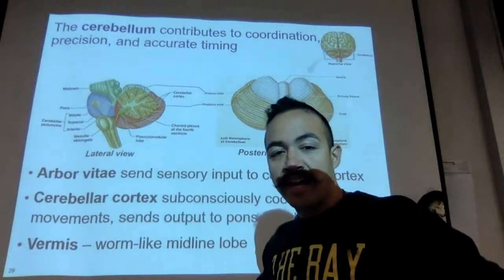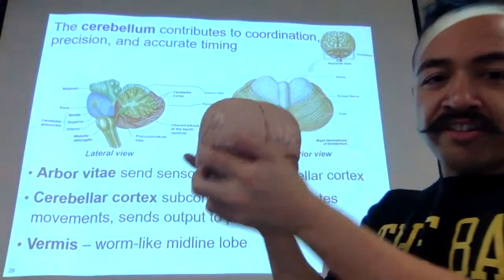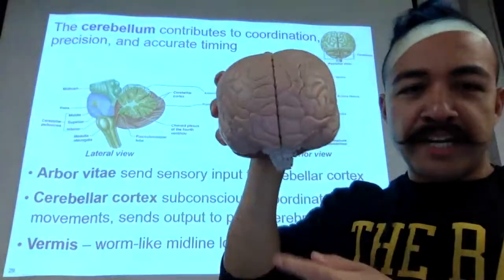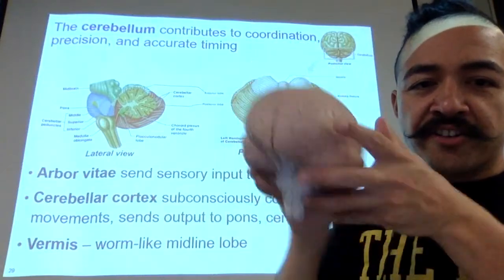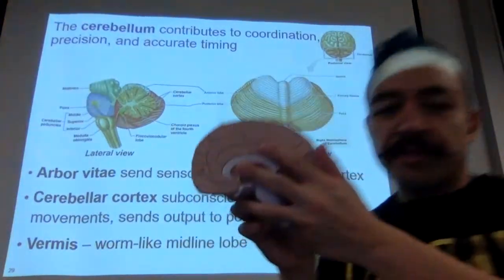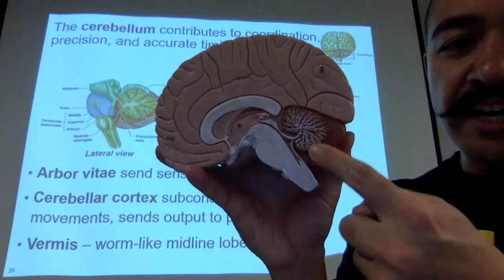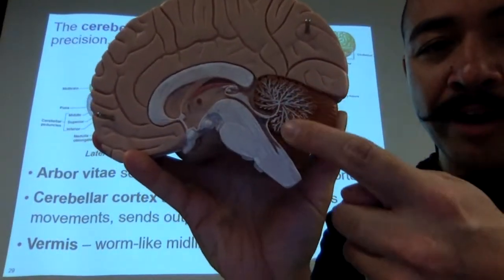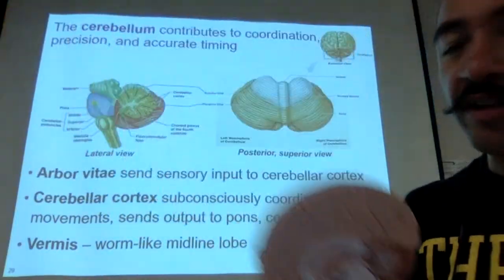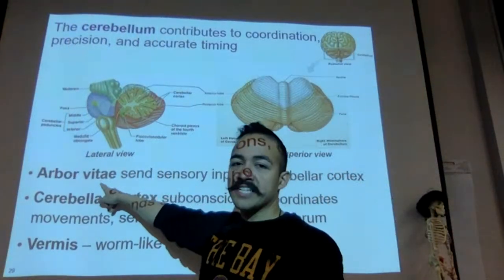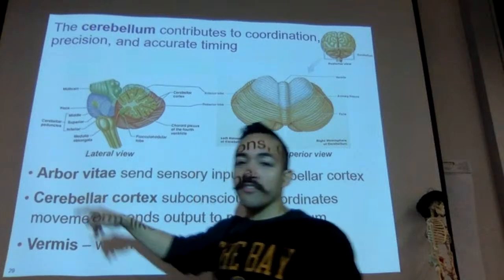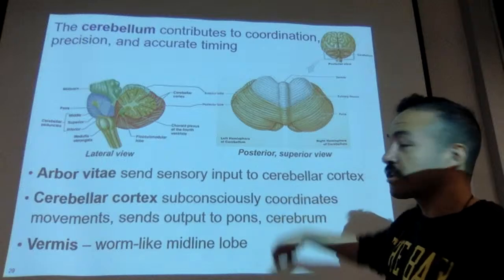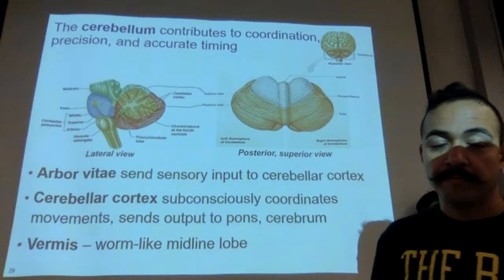Cerebellum, easy to find. You can see it from here, from posterior view, lateral view. You can see it peeking from this inferior anterior view. When we cut the brain in half, mid-sagittal cut, we can see it looks like a tree. There's a term for that, the highly branched pattern that we see in the cerebellum. Those are called arbor vitae. Literally, tree of life, arbor vitae. The arbor vitae are for sending sensory input to the cortex of the cerebellum.